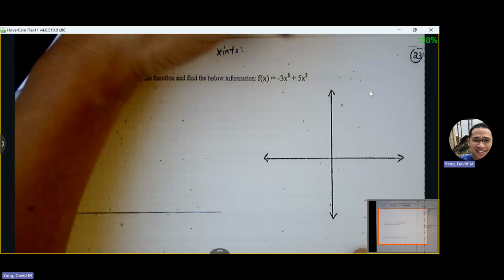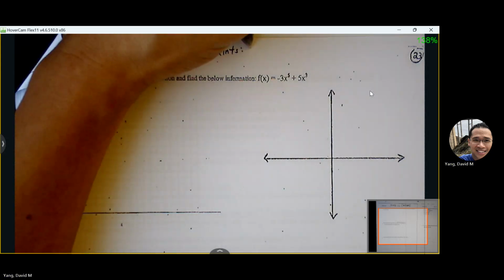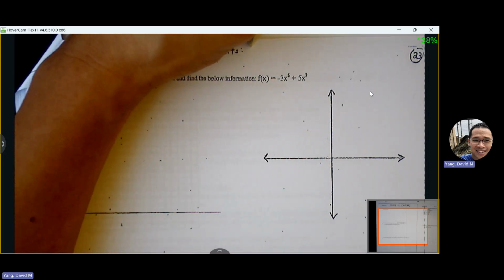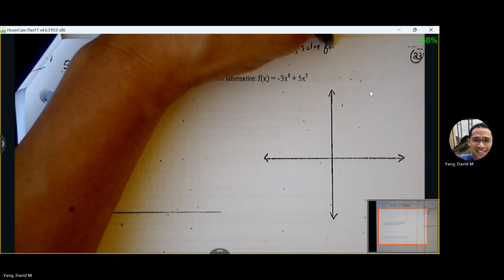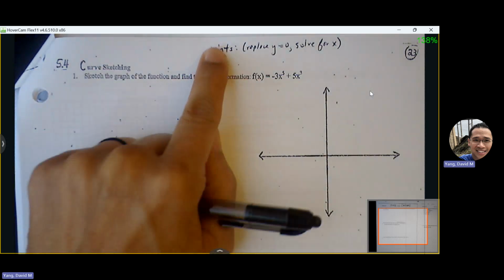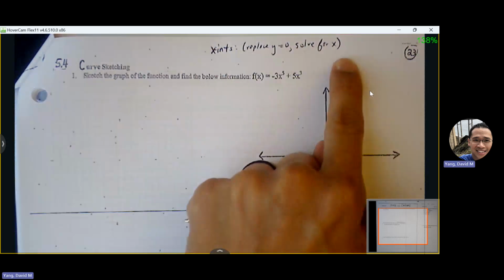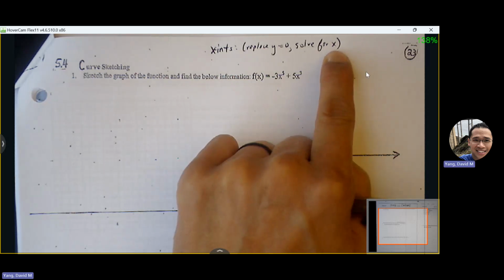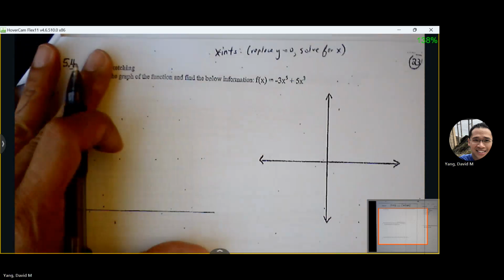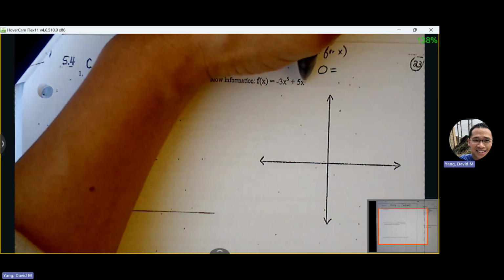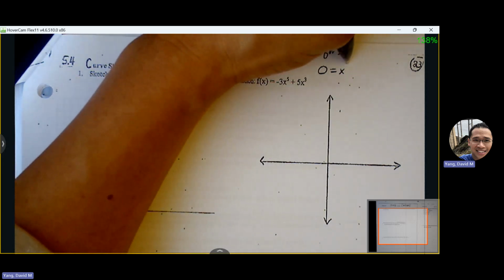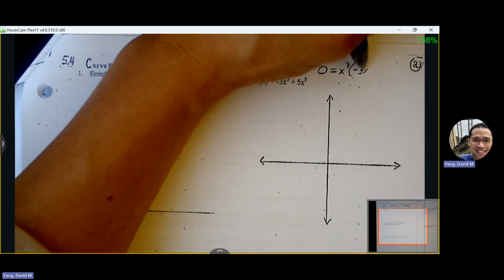To find the x-intercept, we're basically setting the function equal to 0, or replace y with 0 and then solve for x. So we're trying to find the x-intercept. We want to solve for x, so we look for an x value. That means y is going to be 0. If I replace y with 0 and solve for x, I can factor out x cubed, negative 3x squared plus 5.